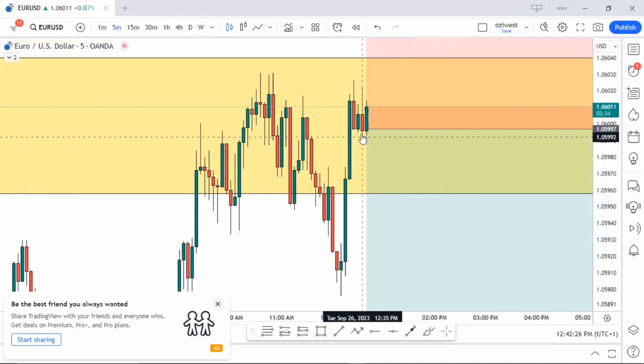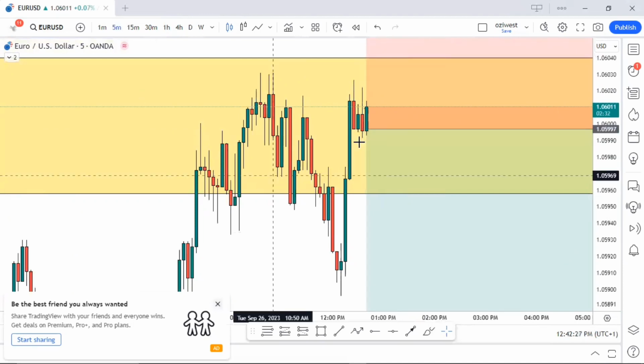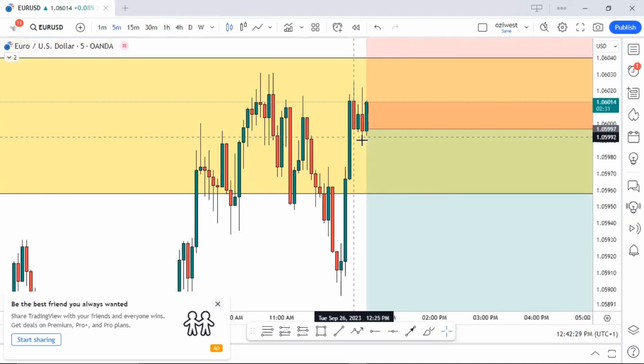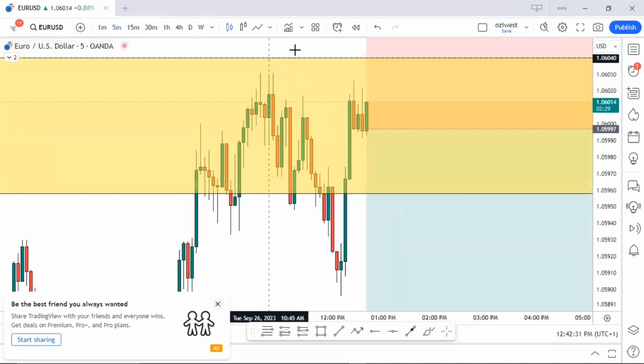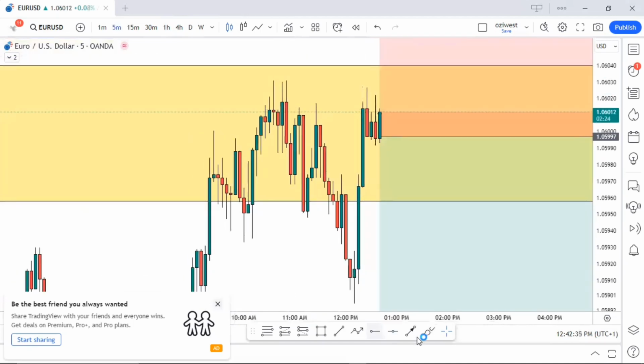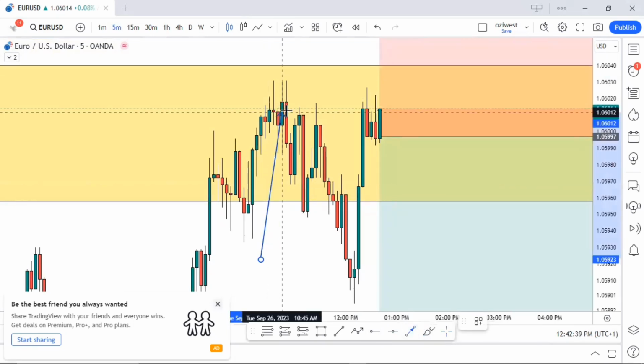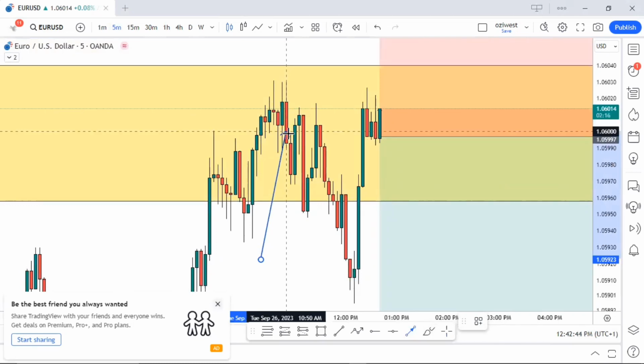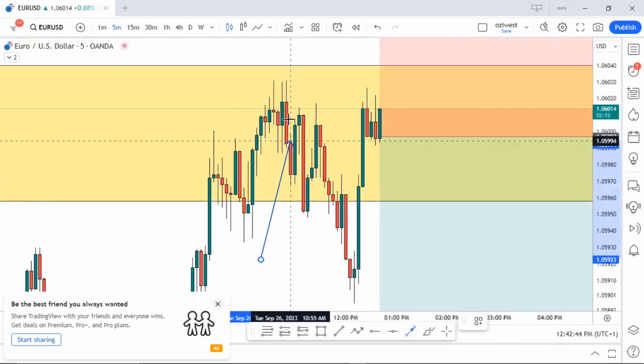The bearish engulfing candlestick was a wicked one. Something like this would have been sweet. This bearish engulfing candlestick. Can you see how strong that is?